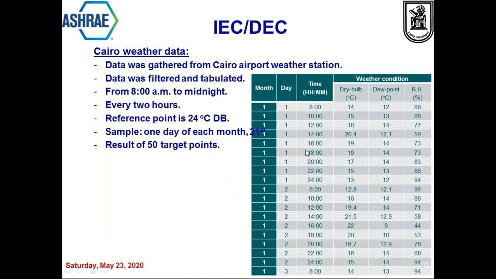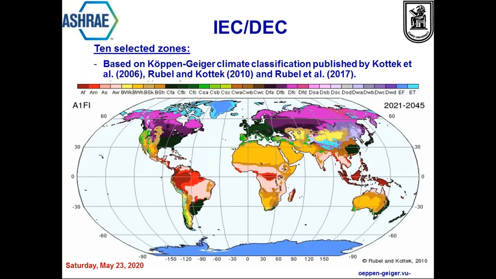Here we have tables with the day of the month, the time, and the weather conditions in any particular city. In this case, we take the Cairo Airport weather station. By the way, in the Arab countries, we have about 455 weather stations fully documented.